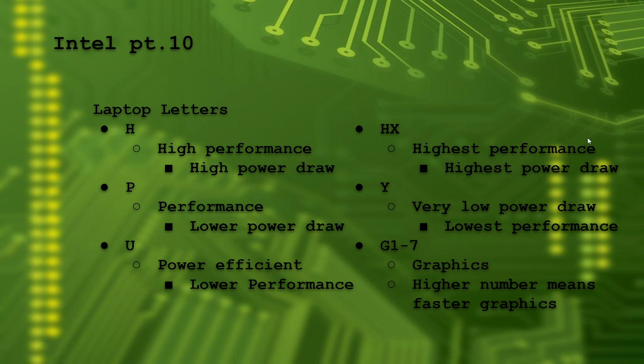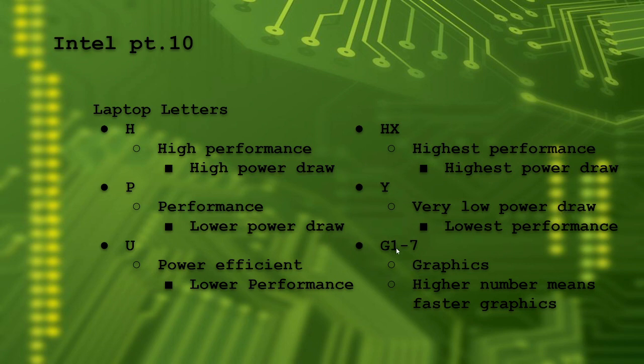HX, the highest performance. Your laptop will be able to boost higher and boost longer at the expense of heat, which laptops do have a hard time dealing with because there's a lot less room dedicated to cooling, as well as having the highest power draw of anything on this chart. Y, very low power draw. Same as the U, just lower power draw.